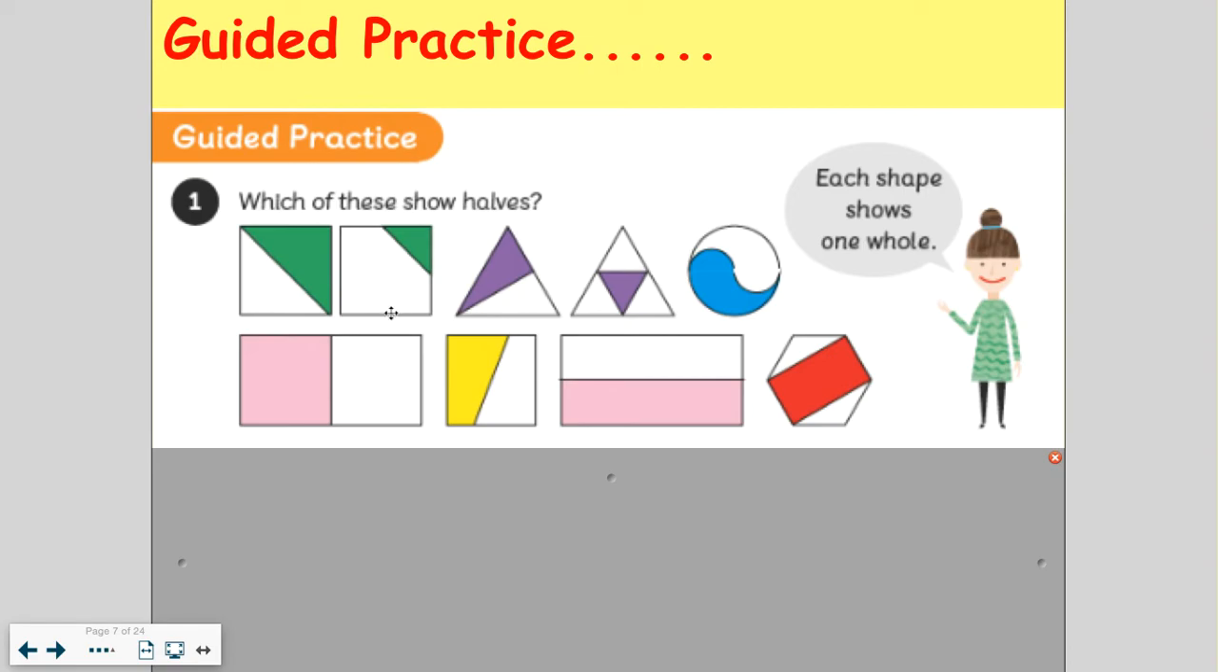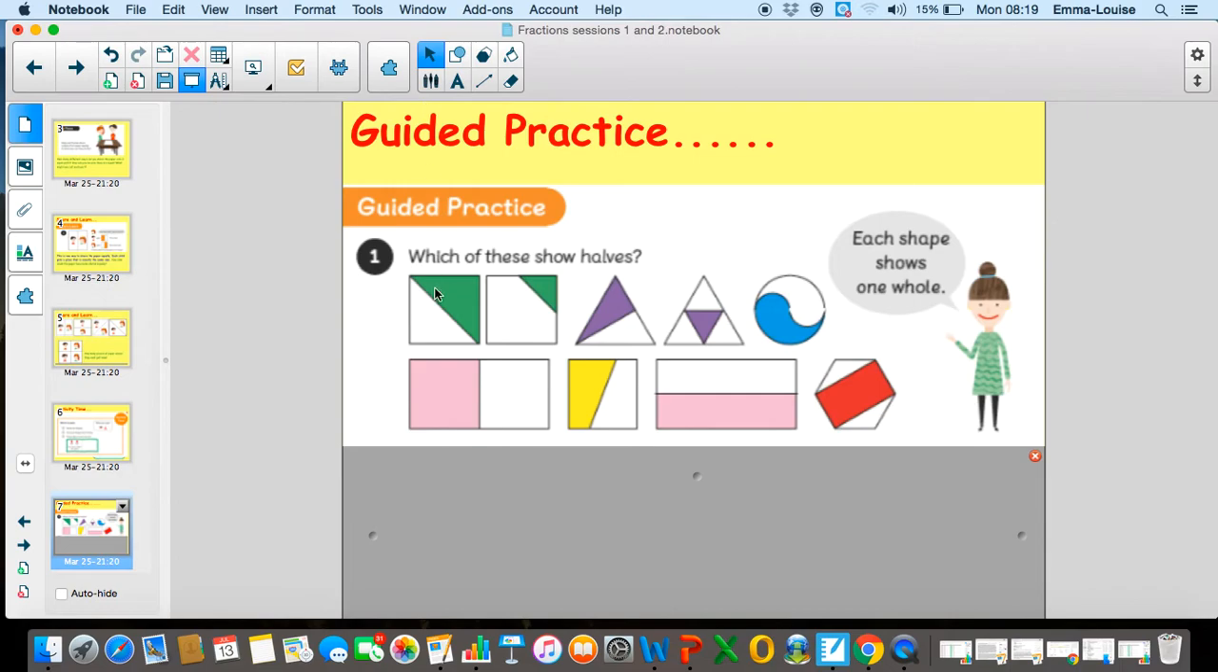Now, if I look at these green shapes, I can see there are 2 parts in both of them. The difference is this one has been shared equally because I can see both parts are the same size. This one, no it hasn't. There's 2 parts, but this one is much bigger. Imagine if this was a cake and somebody at home got this really big piece of cake and you only got that tiny piece. You would not be very happy. That would not be very fair. So this one does show a half, the other one doesn't. So we've got a half there.